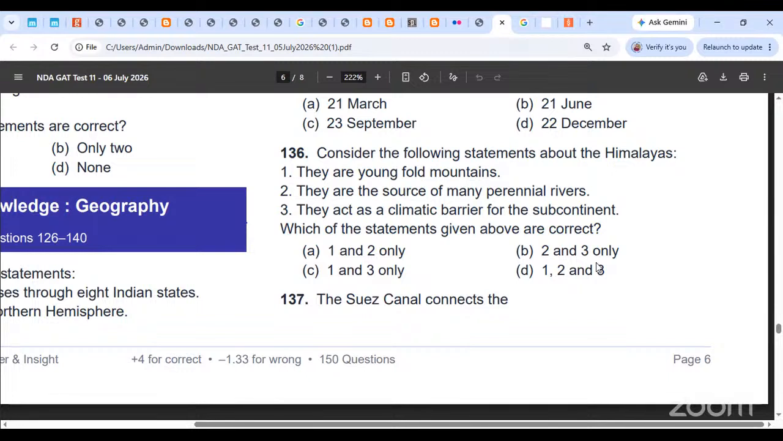They are the source of many perennial rivers. Yes, Himalayas happen to be the source of many perennial rivers. The reason is the snowfall. Okay, Himalayas, first of all, act as a water divide also, and they have plenty of snowfall also. So clearly, the rivers will find their sources over there, and that is the source of many perennial rivers. And lastly, they act as a climatic barrier for the subcontinent. Absolutely, yes, they do.